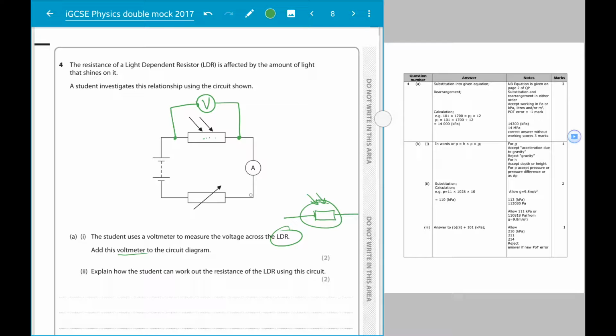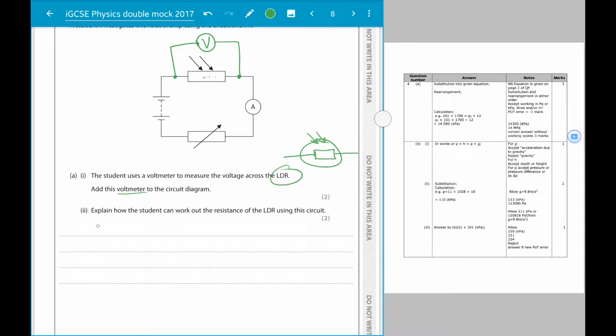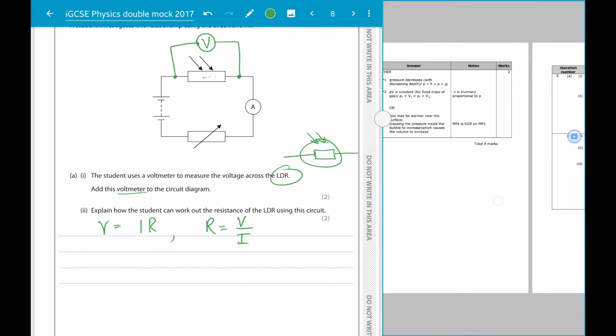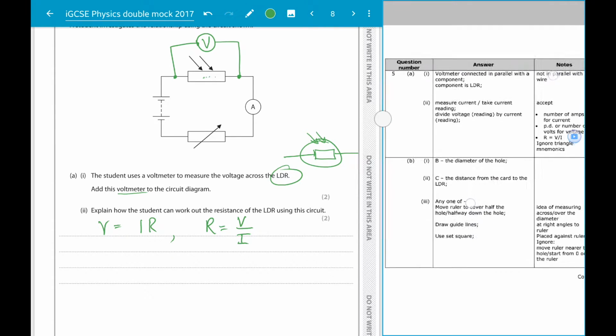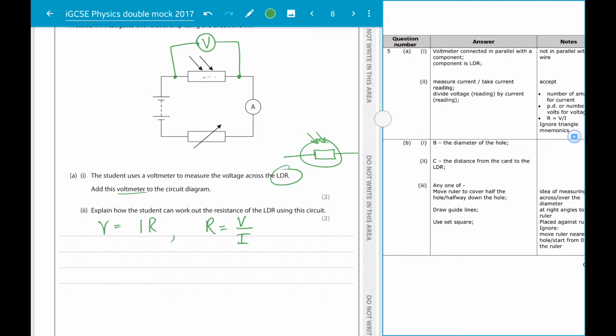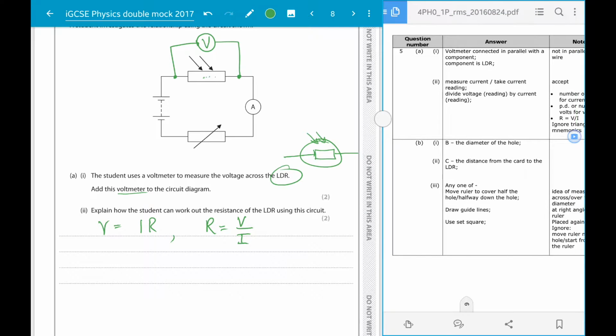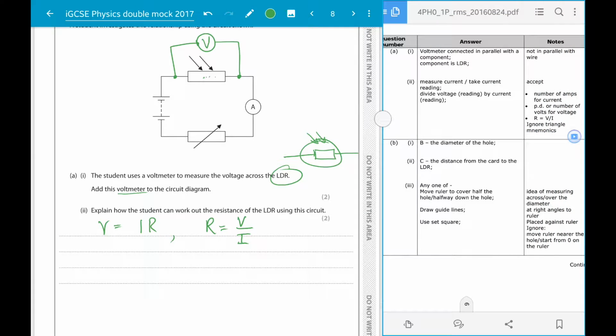1 mark for putting the voltmeter in parallel, because a voltmeter doesn't go into the circuit like that. That's not how you would do a voltmeter. And another mark for getting it around the LDR. So how can a student work out the resistance of the LDR using this circuit? Well, you need to know V equals IR. So voltage equals current times resistance. Resistance equals voltage divided by current. And then you'd need to say measure the voltage using the voltmeter, measure the current using the ammeter.